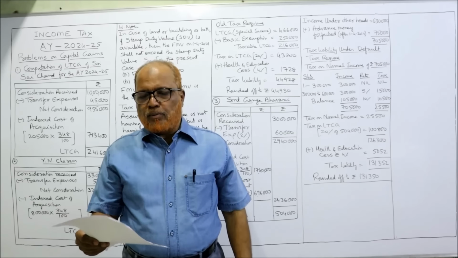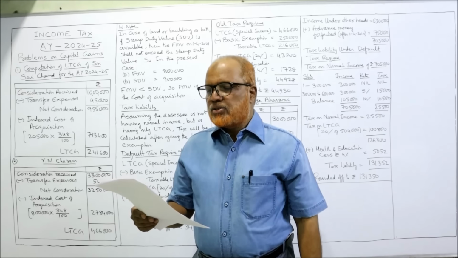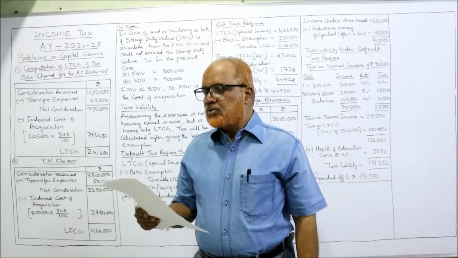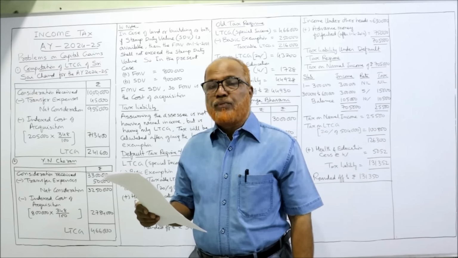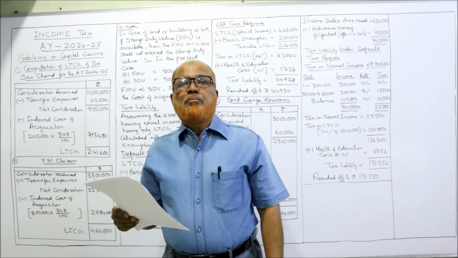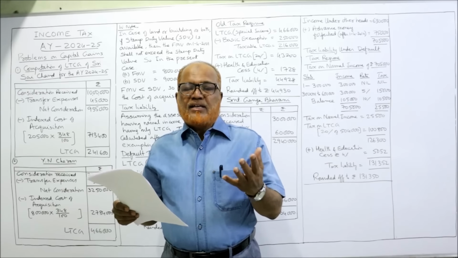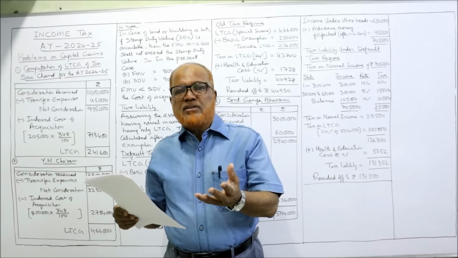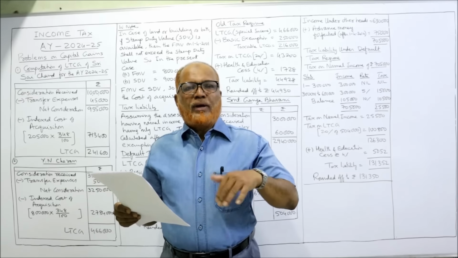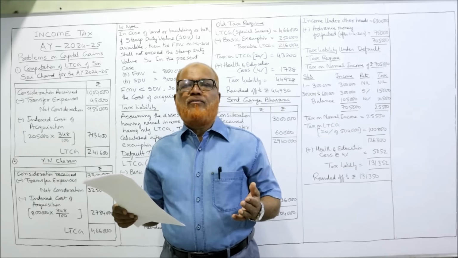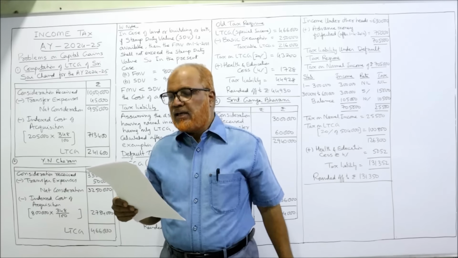Come on, see the first problem. Sri Sai Chand purchased gold ornaments for 2,05,000 in the financial year 2001-02. That means it's long term, more than 3 years. If an assessee held the asset for more than 3 years, it is called a long term capital asset, and when sold, it will give rise to long term capital gain.